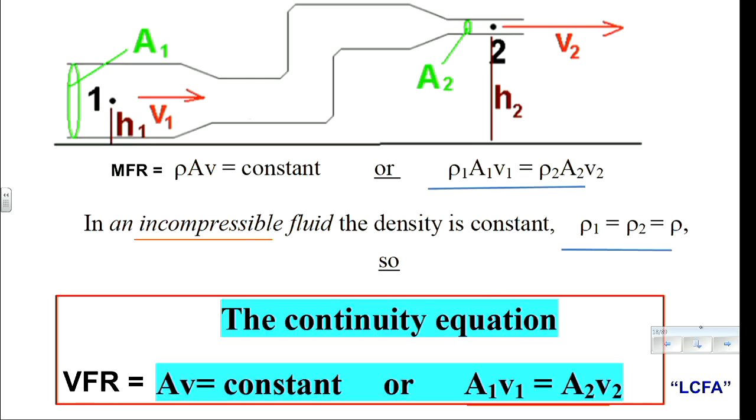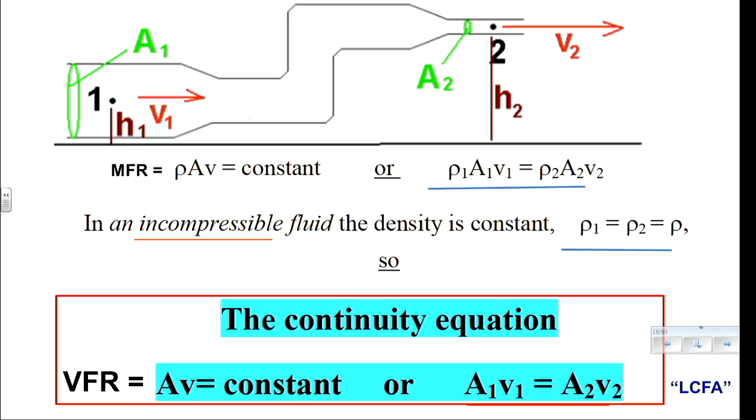Mass flow rate at the first point should be equal to the mass flow rate at any second point. And since density is the same, it's getting canceled. This is the equation we call a continuity equation. And this product tells us how many cubic meters per second travel in the pipe. That's why we call it a volume flow rate.